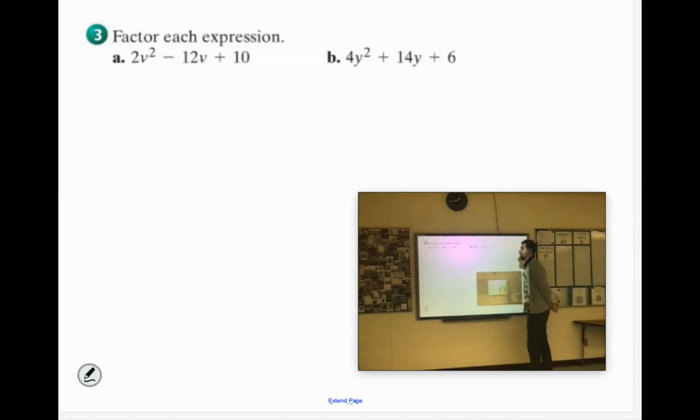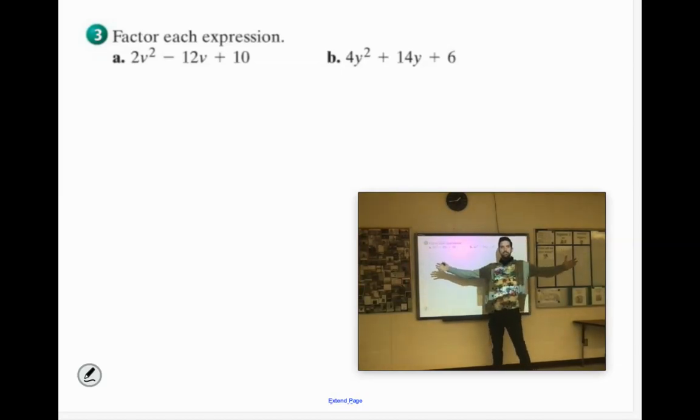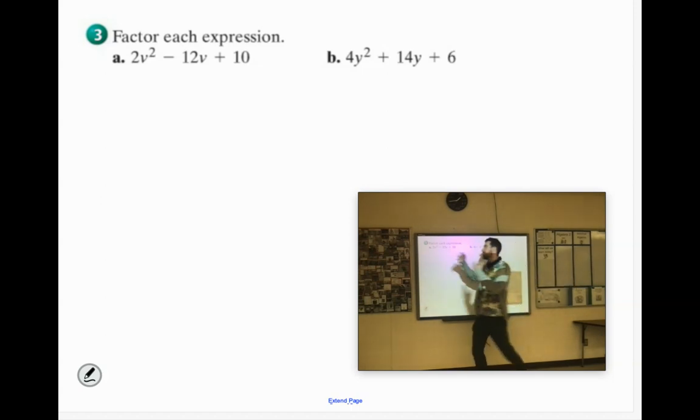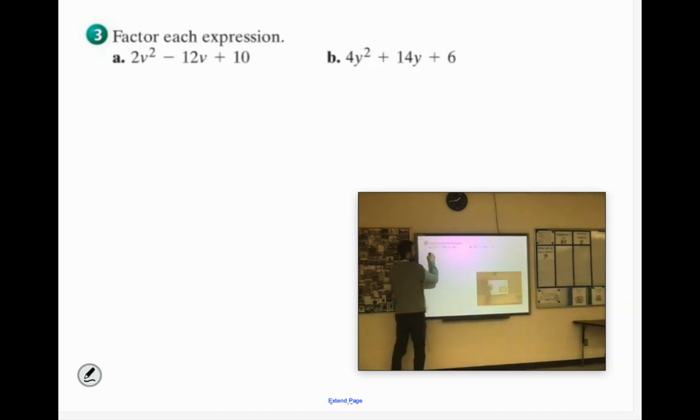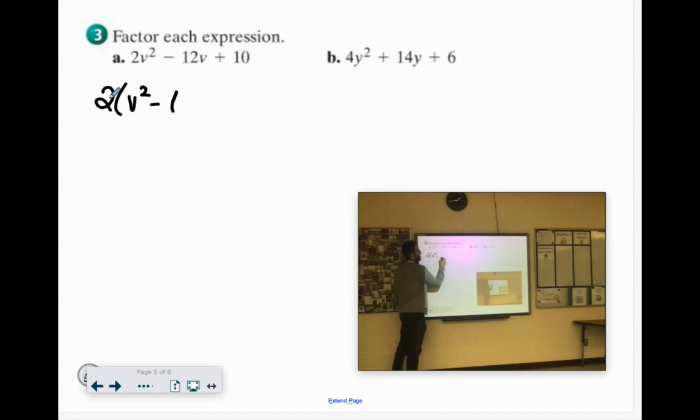2v squared minus 12v plus 10. Is there a greatest common factor? Yeah, they're all even, so let's factor out a 2. 2 times v squared is 2v squared. 2 times negative 6v would give us the negative 12v, and 2 times 5 would give us 10.